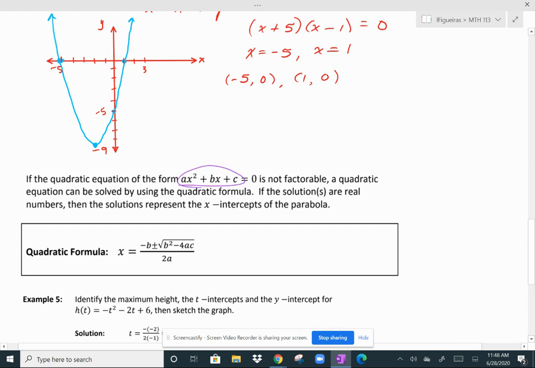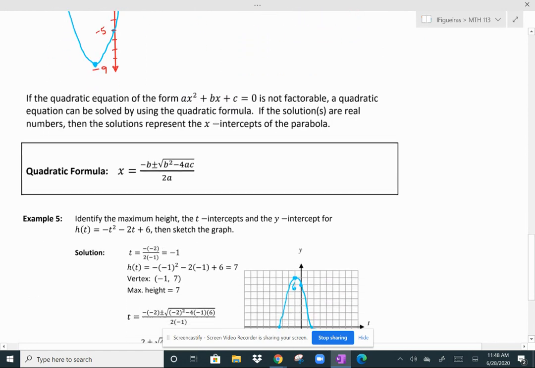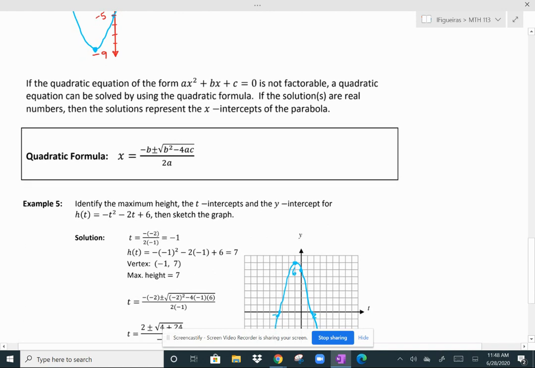As long as it's in standard form, you can pick out your a, b, and c, and then just plug it in. So here's an example. We want to identify the maximum height, the t-intercepts, and the y-intercept for this function, which is h of t equal to -t squared minus 2t plus 6.